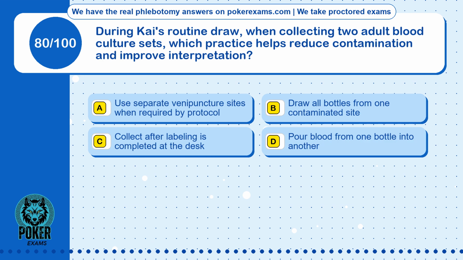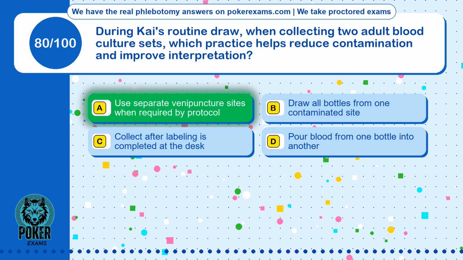Question 80. During Kai's routine draw, when collecting 2 adult blood culture sets, which practice helps reduce contamination and improve interpretation? Option A. Use separate venipuncture sites when required by protocol. Option B. Draw all bottles from one contaminated site. Option C. Collect after labeling is completed at the desk. Option D. Pour blood from one bottle into another.